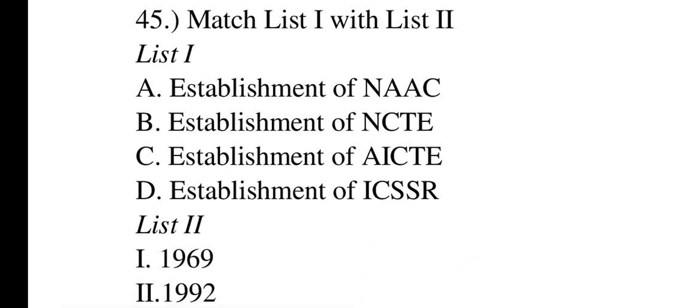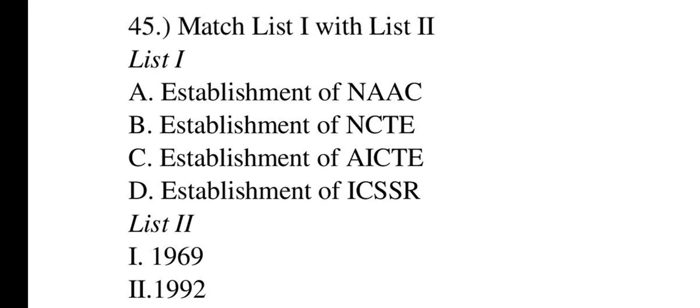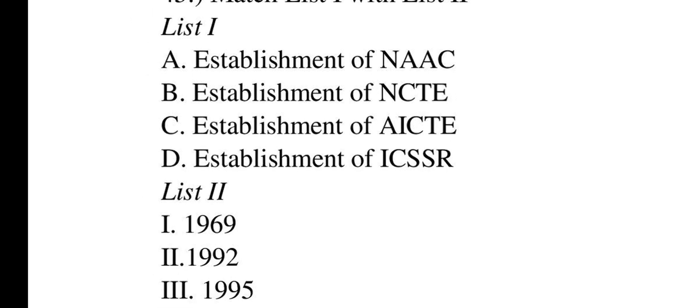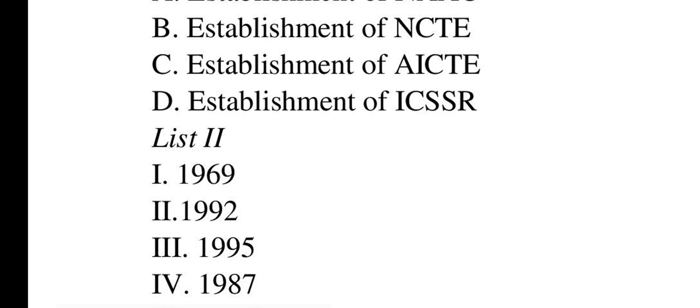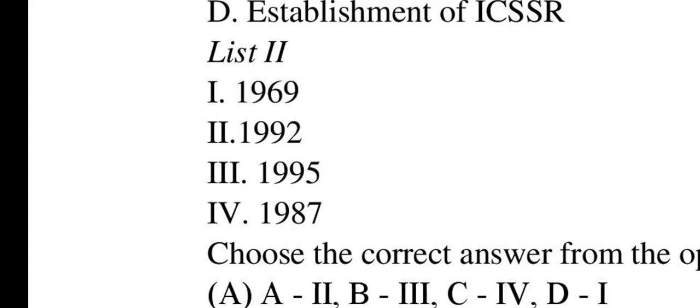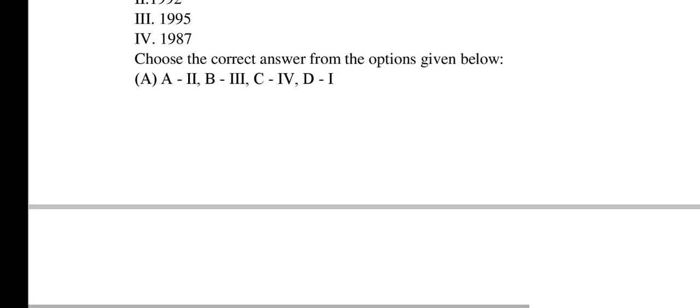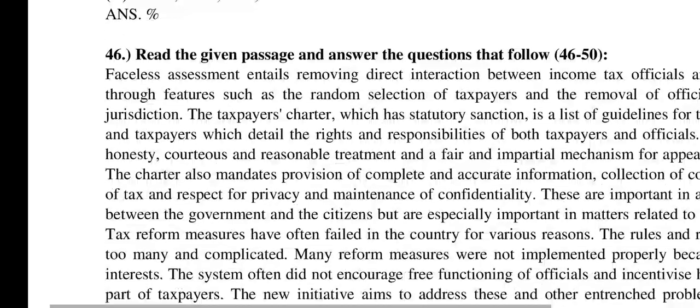So for 45, I will read the question, but I have not got the answer as per my research. Match list 1 with list 2. In list 1 we have A, establishment of NAC; B, establishment of NCTE; C, establishment of AICTE; D, establishment of ICSSR. In list 2 we have 1969, 1992, 1995, 1987. Now choose the correct option: A2, B3, C4, D1; A1, B2, C3, D4; A4, B2, C1, D3.